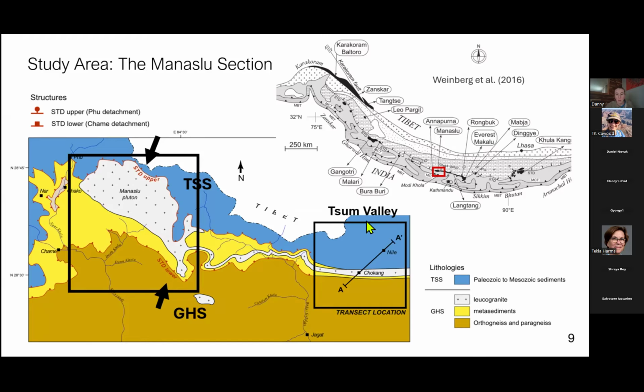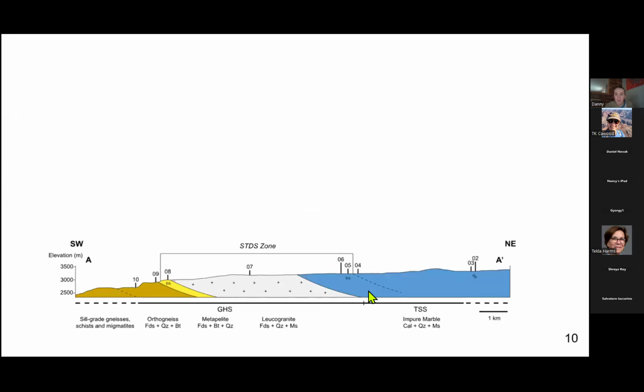Furthermore, in the Tsum Valley, the South Tibetan Detachment System had yet to be mapped, so it was still unsure whether it was a single or composite structure in this area. So we can see here A to A prime, that's the transect that we did. And from it, we get this cross section.